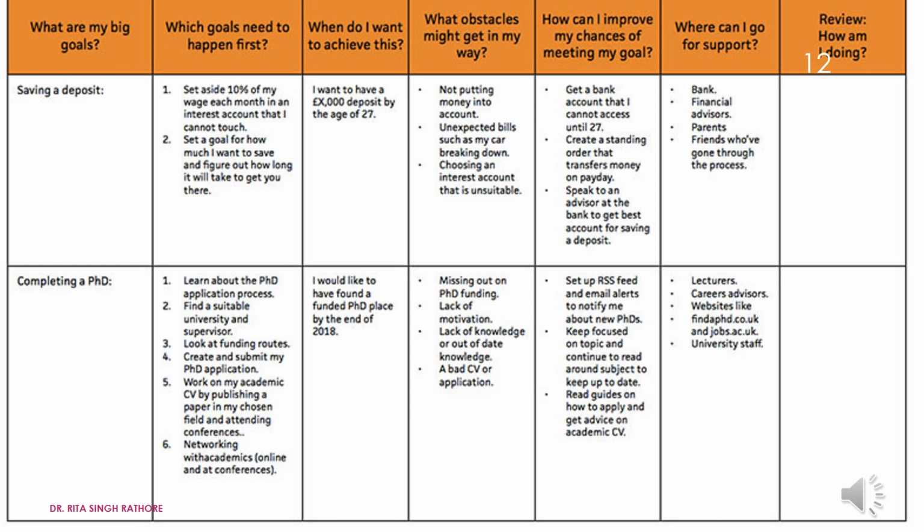Suppose that your goal is saving a deposit. Which goals need to happen first? You set aside 10% of your wages each month, or 20%, or 5%, however much you want to save per month in your account, and you set a goal for how much you want to save, and figure out how long it will take to get you there.